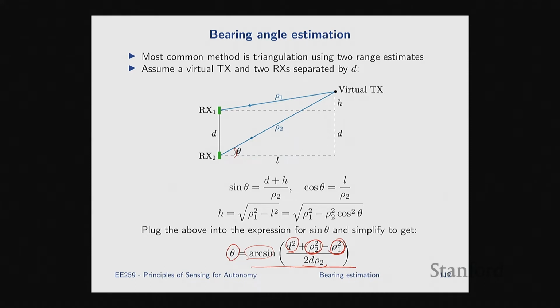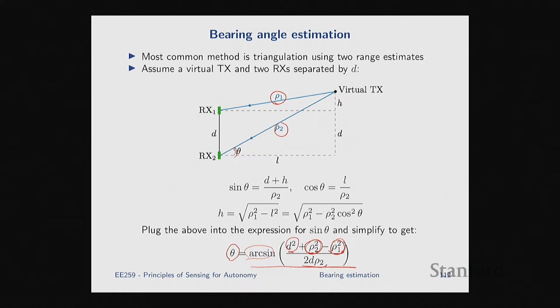And that's okay if you just have one target in the scene, then of course the two ranges I measured correspond to the same target. But when you have a very cluttered scene, and you simultaneously receive echoes from many targets, establishing that correspondence between the ranges that your different receivers are estimating becomes a difficult task. So that's one thing to note.